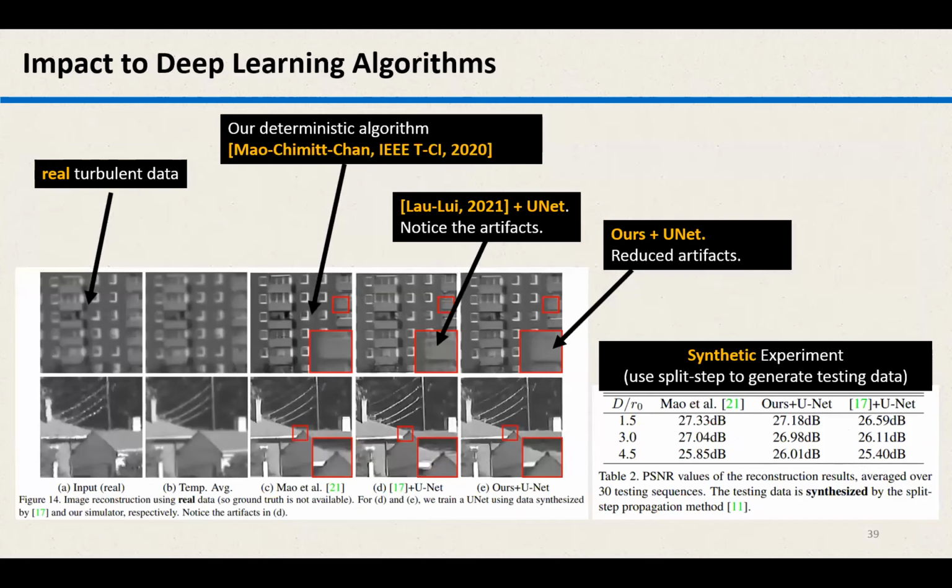And then we also did an experiment by training the UNet with different simulators, and you can see that our new simulator is able to generate images with less artifacts. Here are the synthetic experiments. We're using the split-step gold standard to generate the testing data set, and then we use a different simulator to generate the training data set. And you can see that the new simulator does offer improved PSNR values.